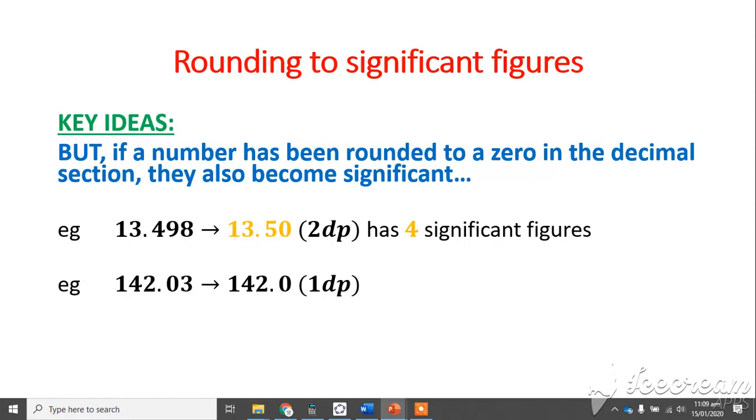If I took 142.03 and chose to round it to 142.0, the 0 at the end is now significant. It needs to be there for my rounding, so it has 4 significant figures.